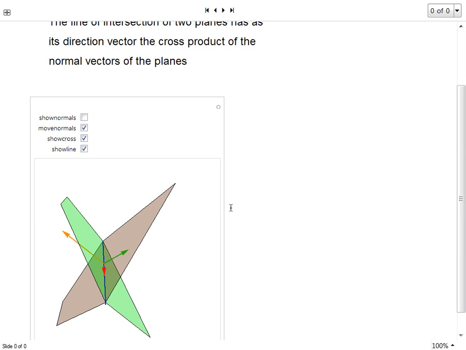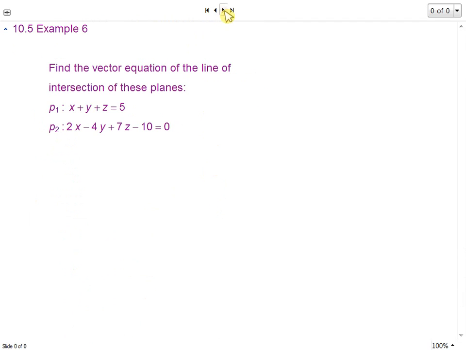Let's restate that. In order to find the equation of the line of intersection of two planes, we find the point of intersection on the plane, and then we find the direction of the intersection, which is the cross product of the normal vectors of the planes, as this example requires us to do.